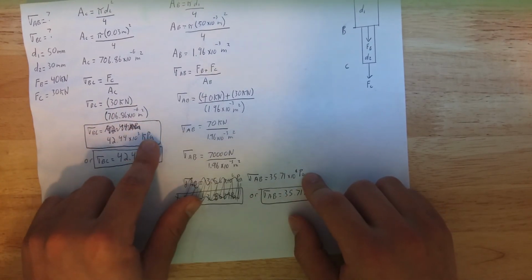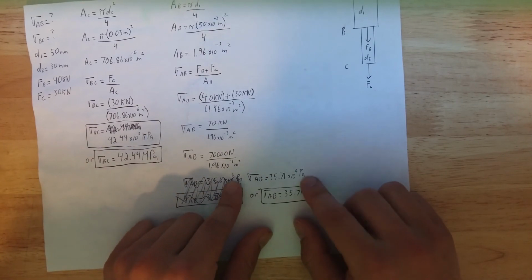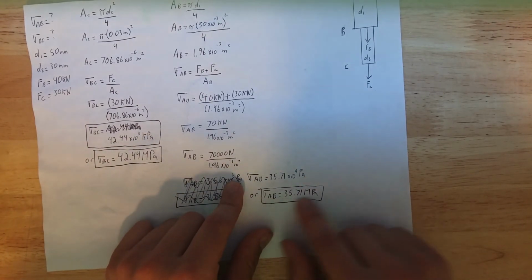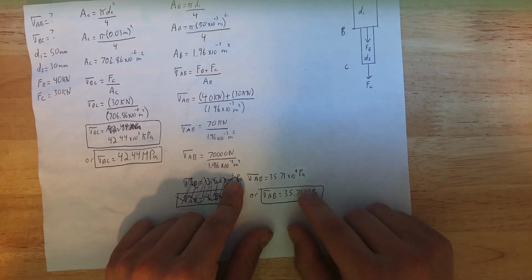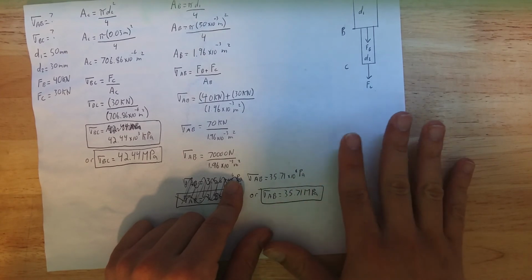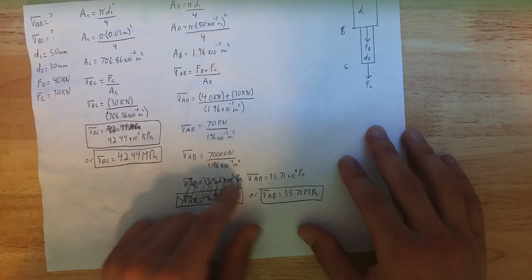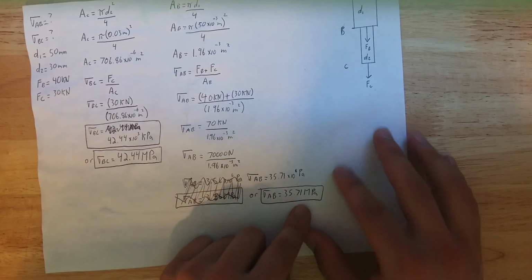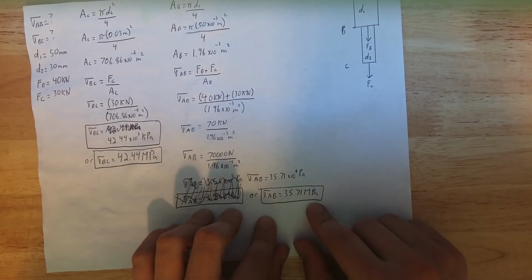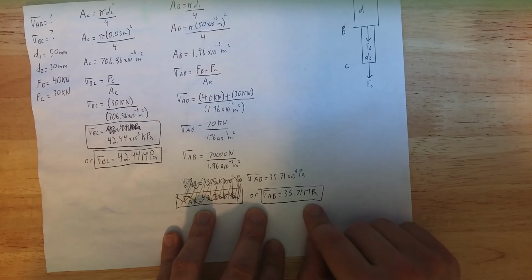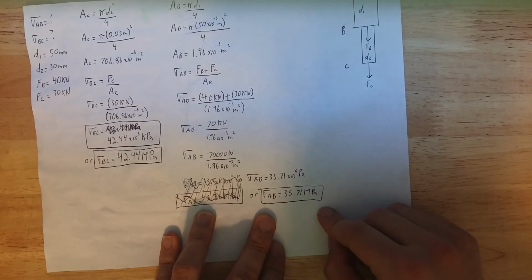So I explained it over here, but I did it a different way this way. So this is pascals, but we want it in megapascals, and megapascals is to the power of 6. That is why I use engineering format, because if it was 3, it's kilopascals. If it's 6, it's megapascals. So here the answer kicks out to 35.71 megapascals.